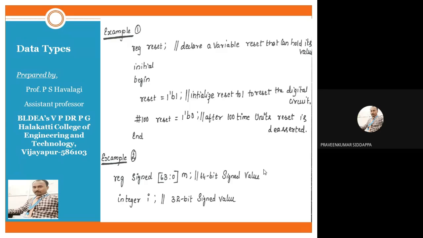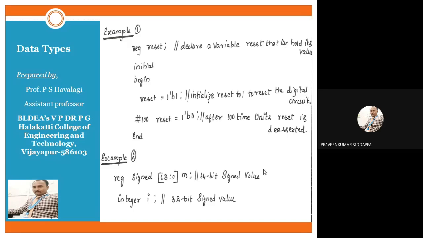That reset we are using in your code should act like a register. By using that reset, we are storing some values. After the initial begin, reset is equal to 1'b1. So at that time, reset should store a 1-bit binary value. That comment I have also written: initialize reset to 1 to reset the digital file.